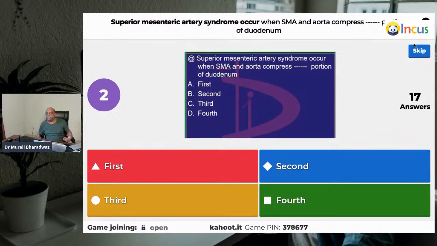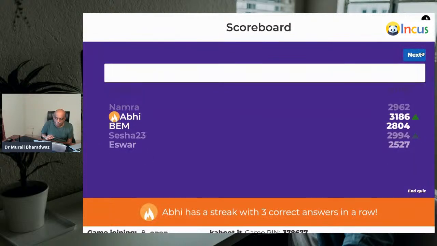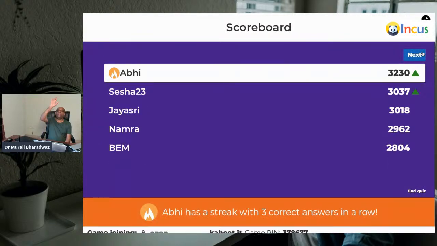A relatively easy question. Very good. Six of you are absolutely right. And that brings Abhi to the top. Very good. Abhi made a hat trick with three streaks, with three correct answers in a row. Excellent.